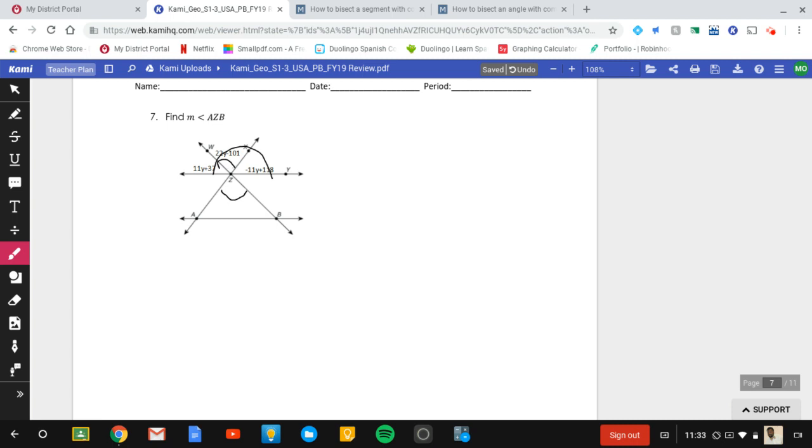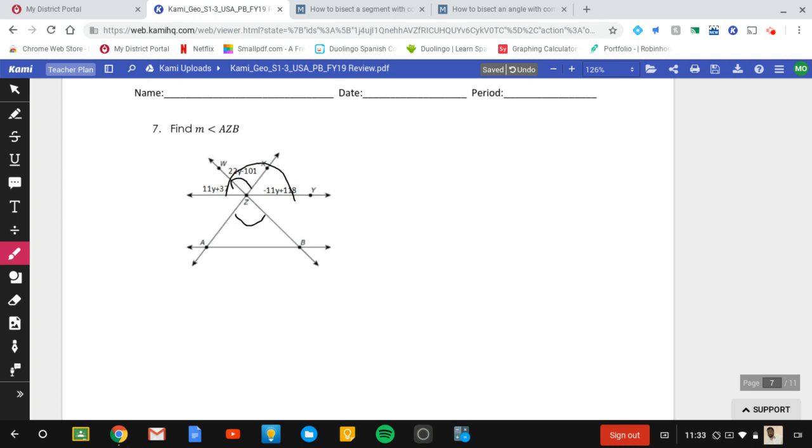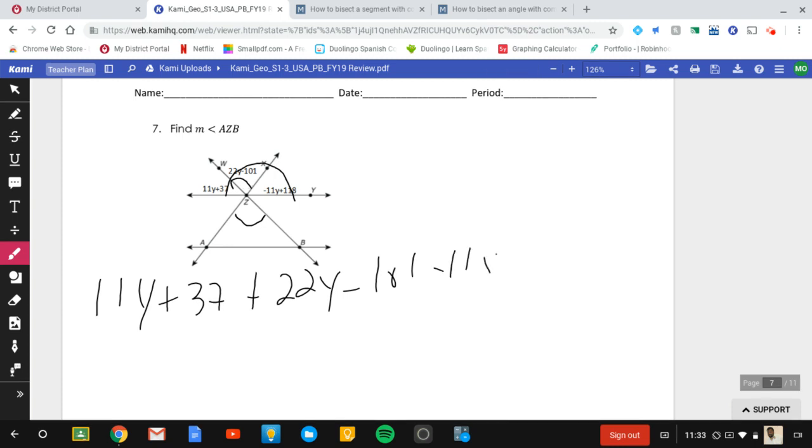Notice that these three angles together form a straight line. And we know a straight line is always equal to 180 degrees. So I can say 11y plus 37 plus 22y minus 101 minus 11y plus 118 is equal to 180 degrees.